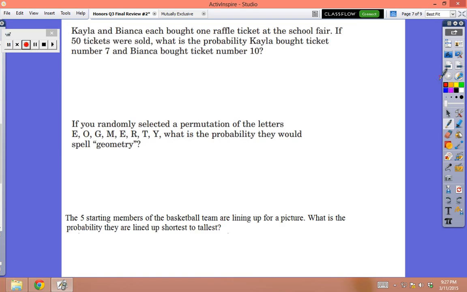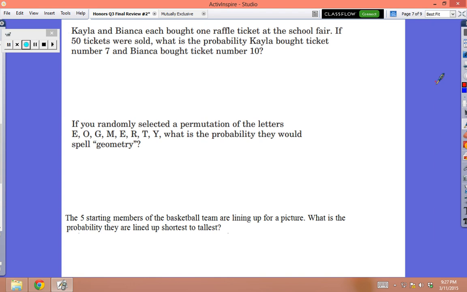Okay, the next one. Kayla and Bianca each bought 1 raffle ticket at the school fair. If 50 tickets were sold, what is the probability that Kayla bought ticket number 7 and Bianca bought ticket number 10? So this is kind of a permutation. The order matters. It matters that Kayla gets 7 and Bianca gets 10. So Kayla gets 7, and Bianca chooses 10.